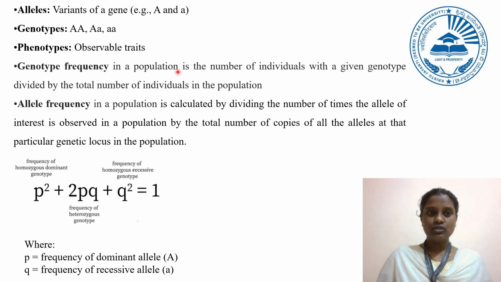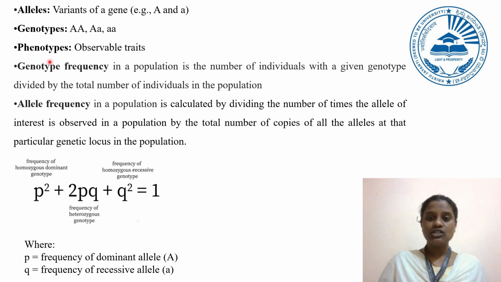Before we enter into the Hardy-Weinberg principle, let us know some important terminologies. What is an allele? An allele is an alternative form of a gene. It can be either a dominant allele or a recessive allele. Then what is a genotype? Genotype is the genetic makeup of an organism. It can be homozygous dominant, heterozygous dominant or homozygous recessive. Then what is a phenotype? Phenotype is the observable traits that we see in an individual.